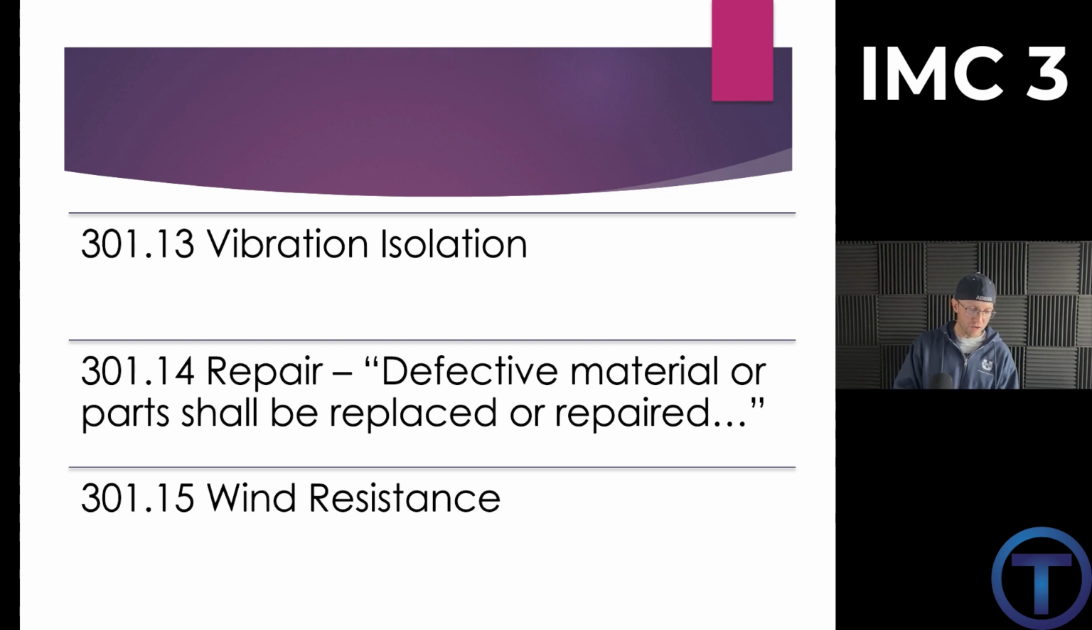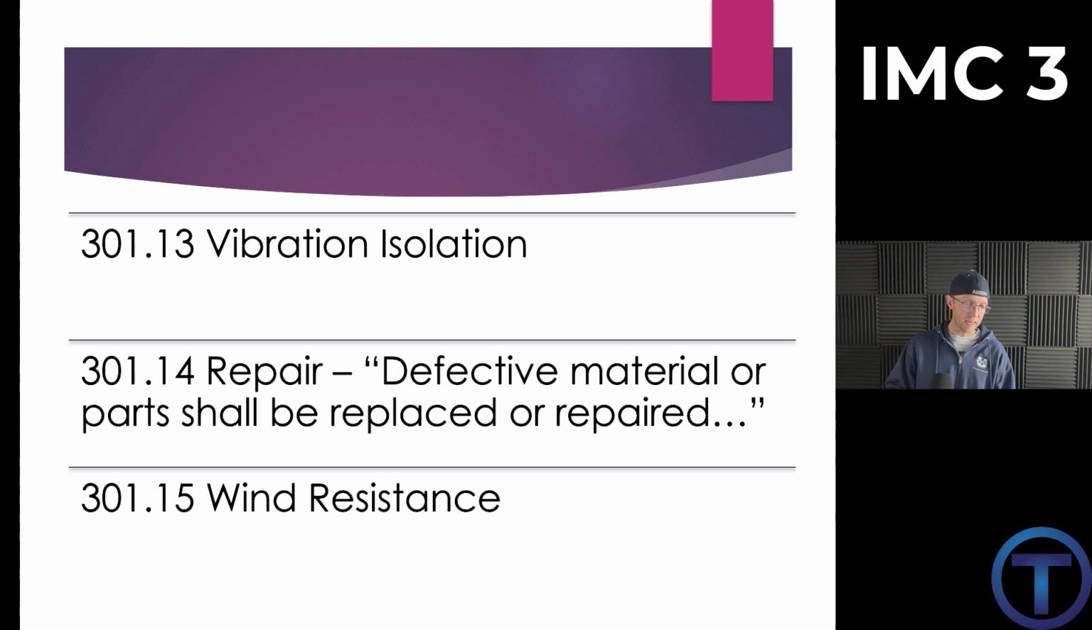301.13 talks about vibration isolation. Sometimes mechanical equipment can be noisy with fans moving and other things. So you can install vibration isolation that keeps the noise from transferring into the building. It says they have to have an approved means of supplemental restraint. It's basically stating if we're going to use some vibration isolation, we still have to make sure that that appliance is secured in place. And there's different kits or vibration isolators that will secure the appliance and still keep that transfer of noise from happening.